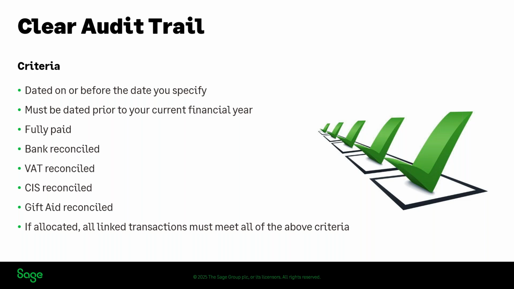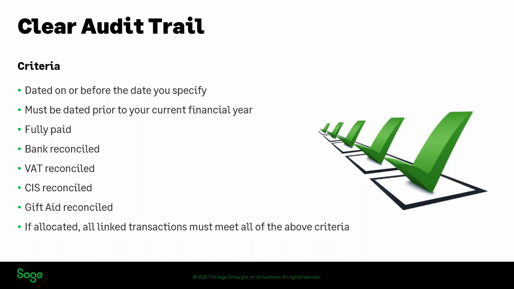Now, it must be dated prior to your current financial year. It will not let you enter a date within or even after your current financial year in Sage Accounts. It's got to be a date prior to your financial year. But how far back you need your live data to go in your live company, only you can decide that.